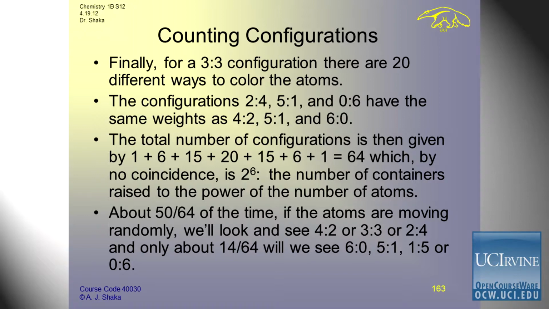But then those configurations of 2 to 4, 5 and 1, and 0 and 6, as I mentioned, they have the same weights as 4 to 2, 5 to 1. There's another typo. I didn't write these. So 2 to 4 and 5 to 1. First container has 2, second container has 4. That has the same as the first container having 4, and the second container having 2. This one, 5 and 1, has the same as 1 and 5. And then 0 and 6, 6 and 0.